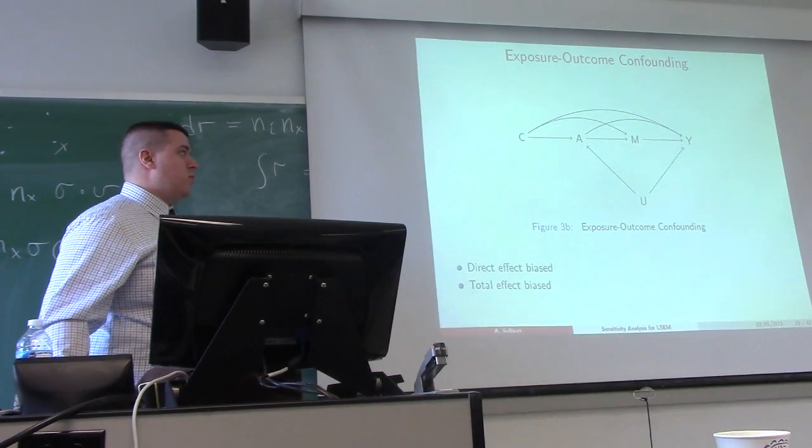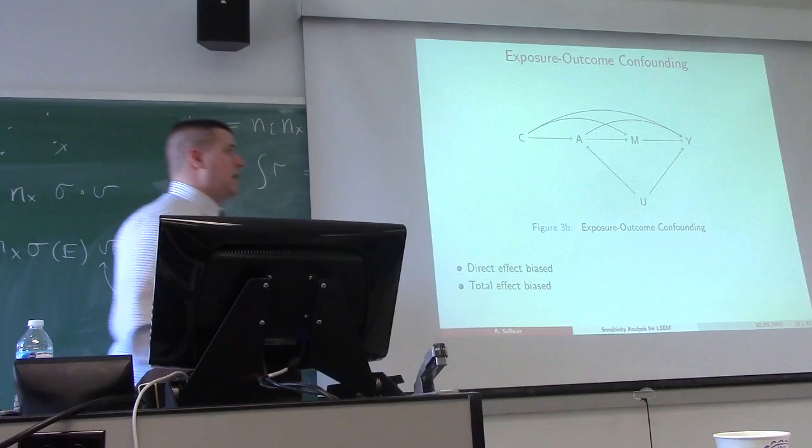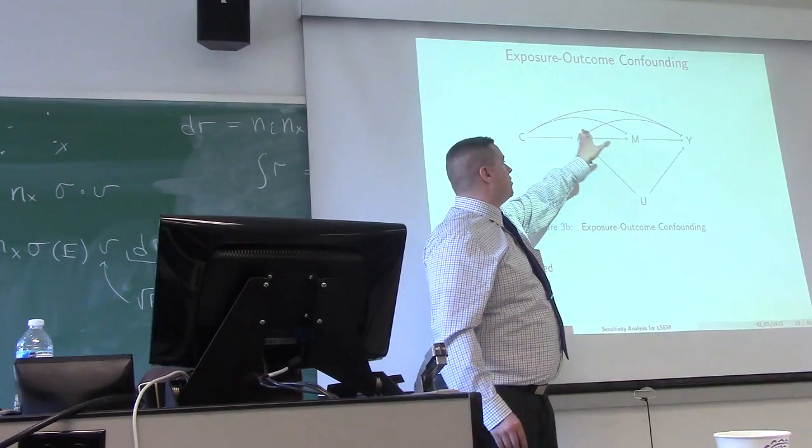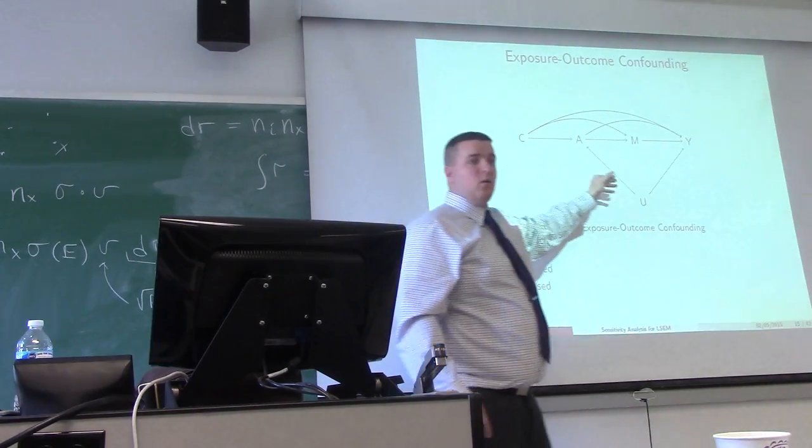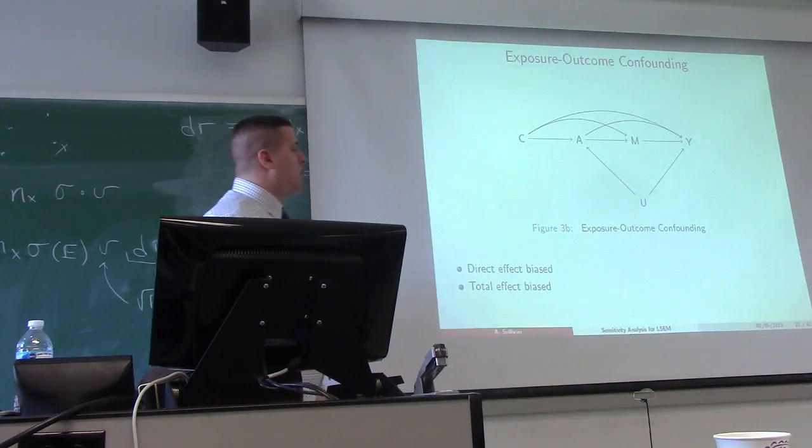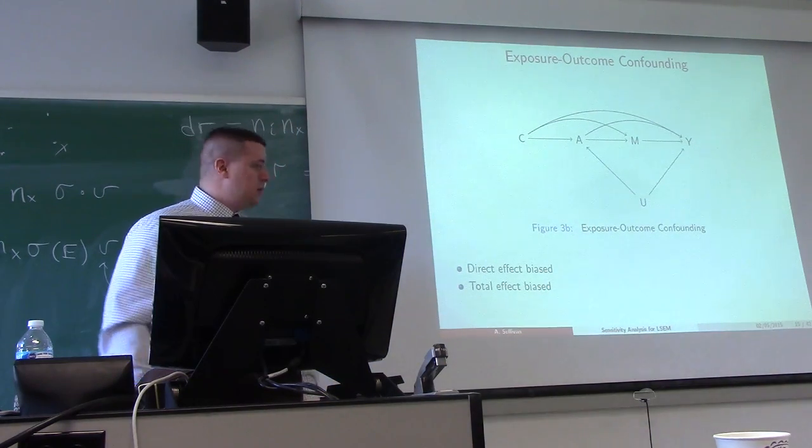Exposure outcome is the same way. The total effect is biased, again, because you might not even have these two arrows here, but you have a relationship possibly, or an association that is showing up. And the direct effect is biased there.